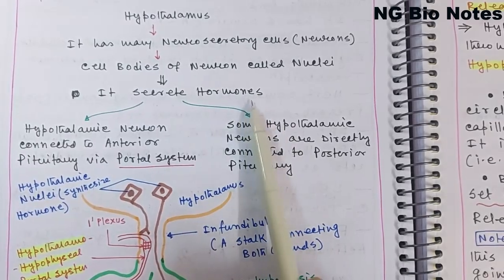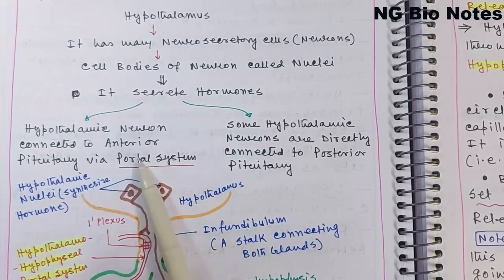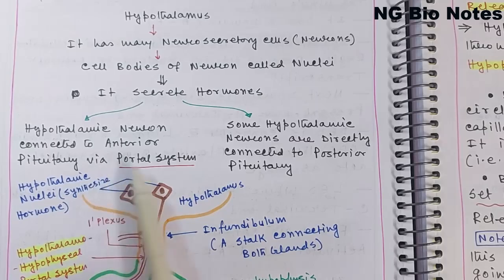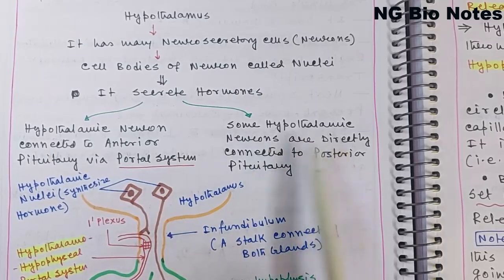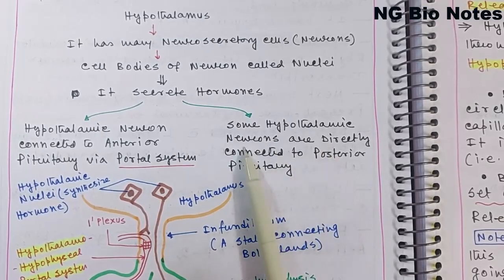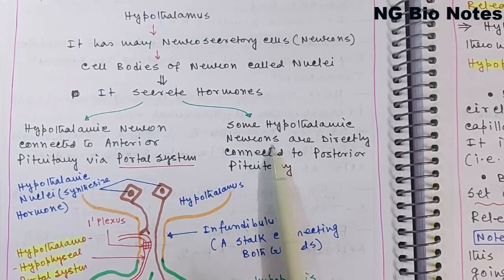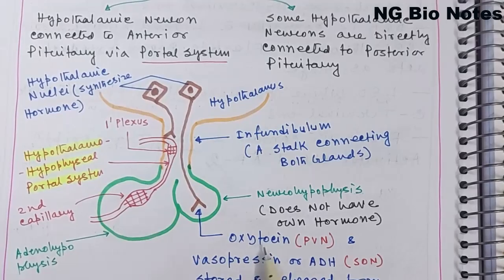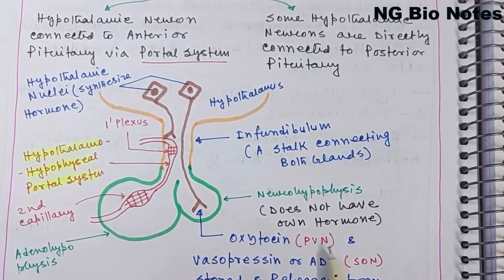Actually, these secreted hormones activate the anterior pituitary and posterior pituitary. The hypothalamic neurons are connected to the anterior pituitary via the portal system, and some hypothalamic neurons are directly connected to the posterior pituitary gland. These hypothalamic neurons synthesize two important neurohormones, oxytocin and vasopressin. These are synthesized in the hypothalamus but released through the neurohypophysis, or posterior part of the pituitary. And here you can see oxytocin and vasopressin. Oxytocin is synthesized in the paraventricular nucleus, and vasopressin, or antidiuretic hormone, is secreted from the supraoptic nucleus.